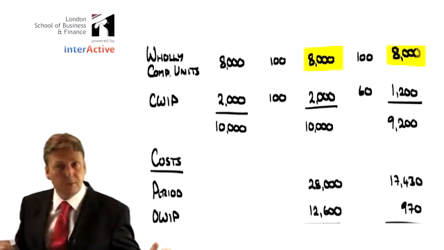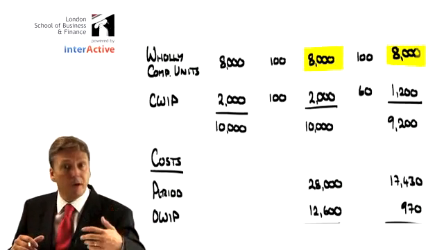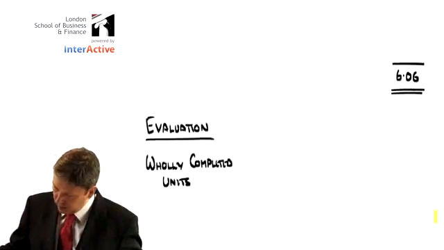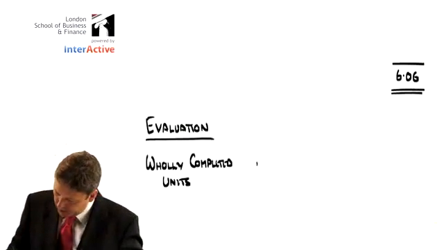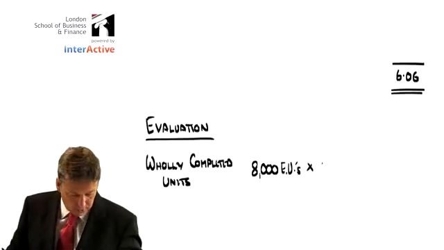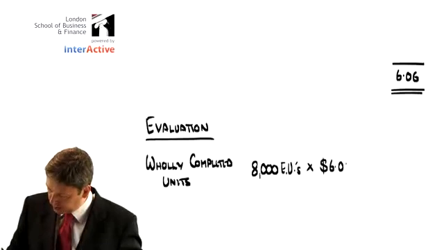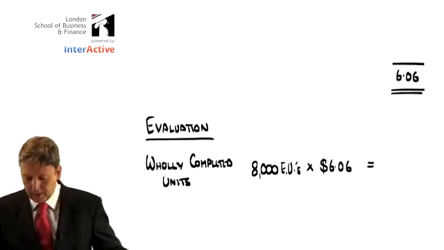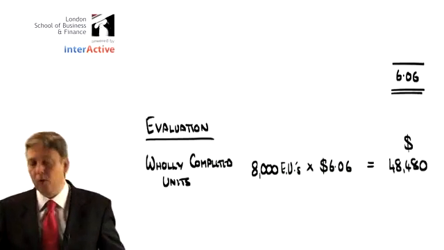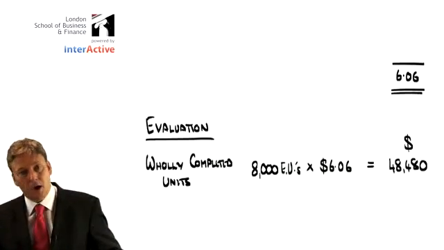So, all we need to do is to multiply up. Because they're the same, we can multiply up by the total figure, can't we? We would say we have 8,000 equivalent units. We multiply by the cost per equivalent unit, 6.06. And that gives us 48,480. We have valued the units that are wholly completed and passed on to the following process.